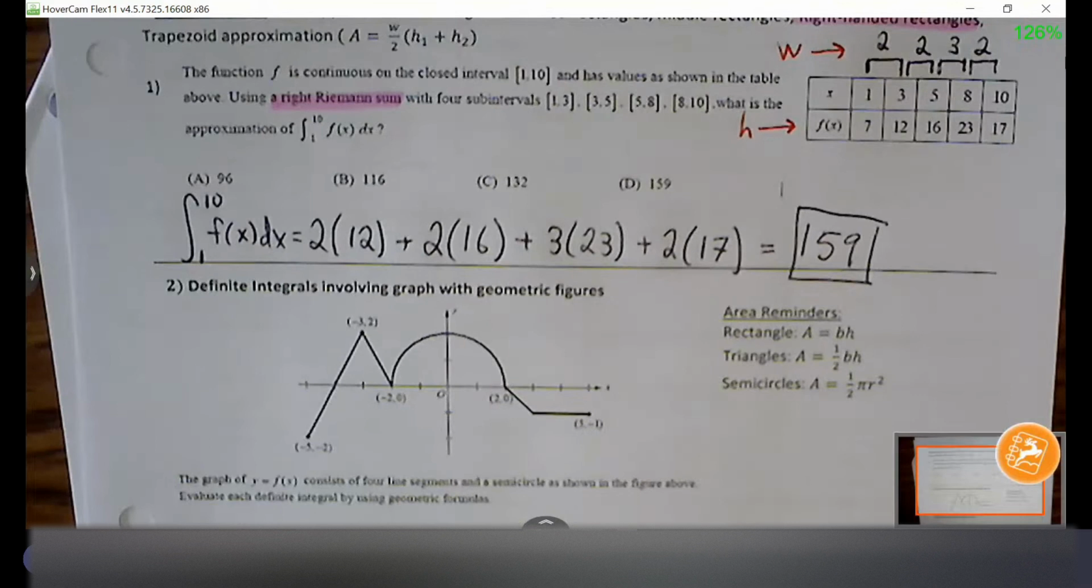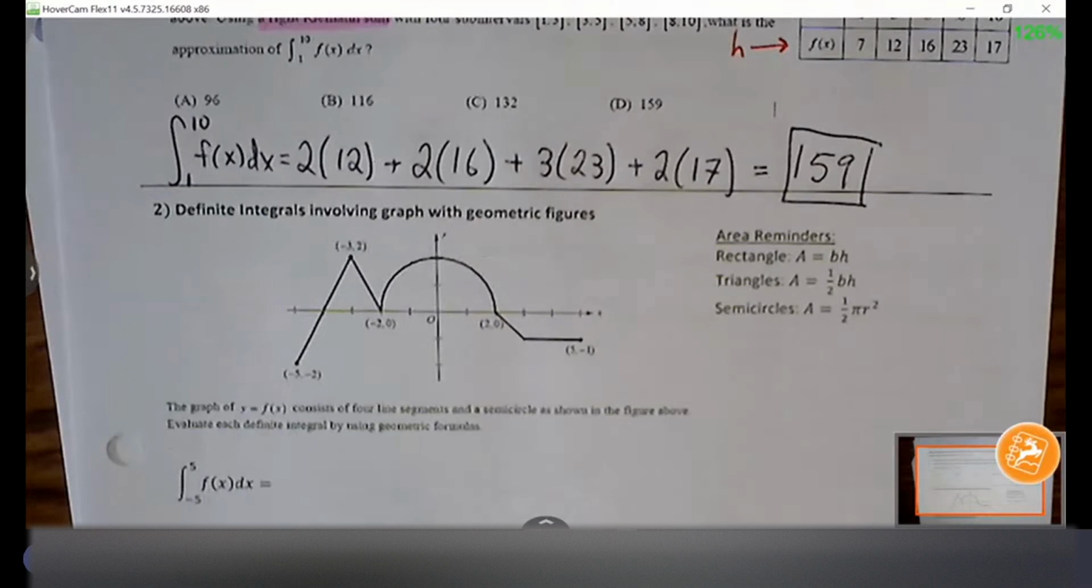Okay, now we're moving on to exact area, exact region. But we're able to do that for number 2 because we have some nice geometric shapes. So we're going to be finding exact area, but because these have fallen in nice geometric shapes, we're still going to rely on our geometric formulas to evaluate these definite integrals. So, definite integrals involving graphs with geometric shapes.